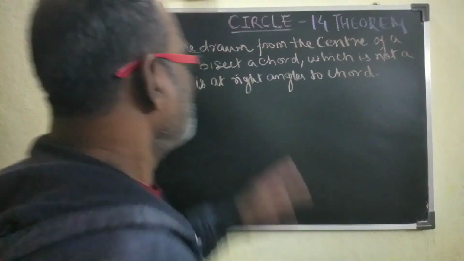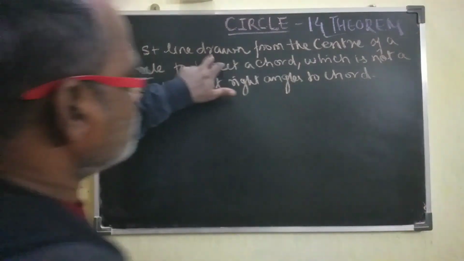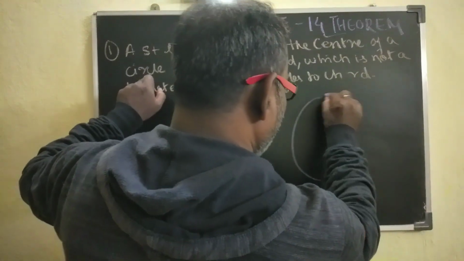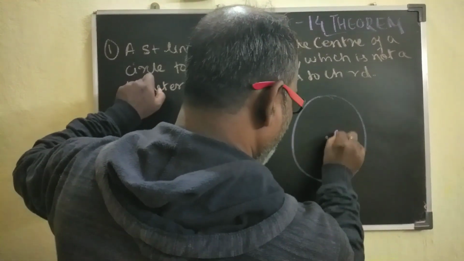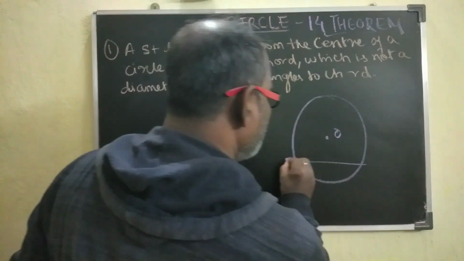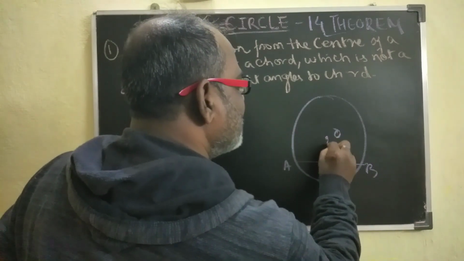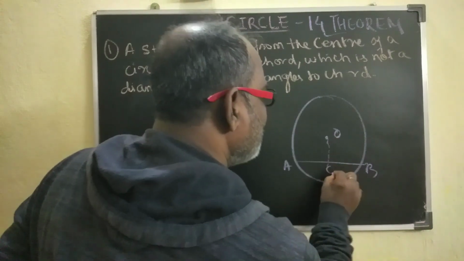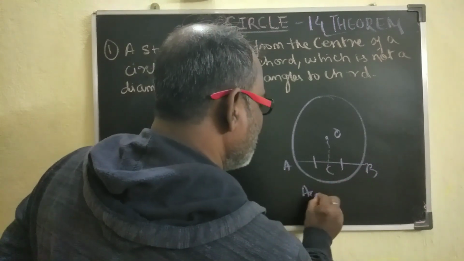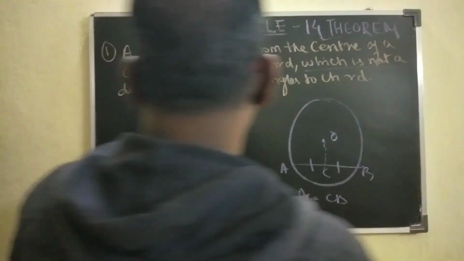The very first theorem from the 14 theorems is: a straight line drawn from the center of a circle to bisect a chord. Let us draw a circle over here. This is the center O. Let us say this is a chord AB. The theorem says that a straight line is drawn and meets at C, then it bisects the chord, that means AC equals CB. Now we also have to see that AB is not a diameter.